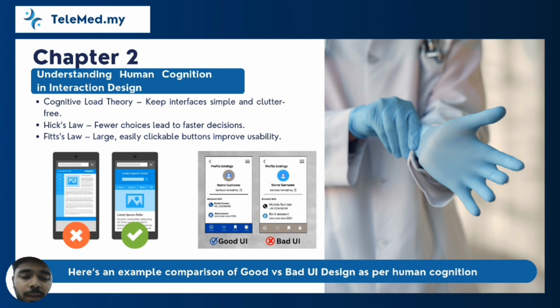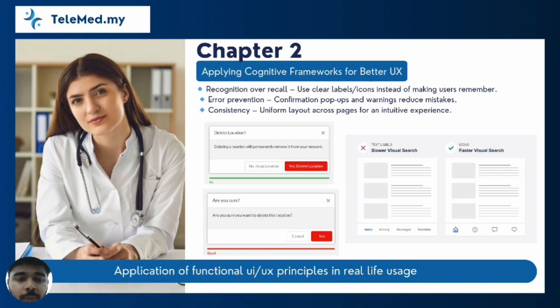As we can see in the example that I've provided here, there is a comparison between a good UI and a bad UI in both the pictures, where you can see simplicity is very important, and also that when the user looks at it, they need to understand and have a good positive feeling about it. Moving on to my next slide, which is about applying these cognitive frameworks for better user experience. To prevent usability issues when the users use our system, we apply these frameworks.